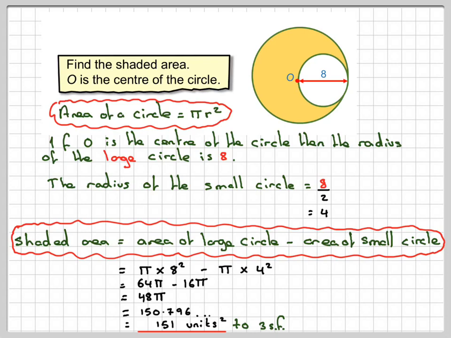Okay, so this has been the video to show you how to find the shaded area of a circle which has a smaller circle in it, and the diameter of the smaller circle is the same as the radius of the larger circle.